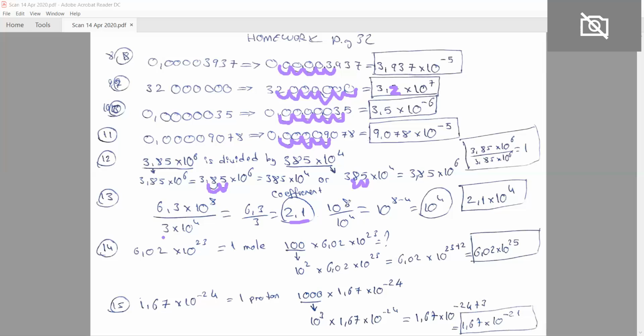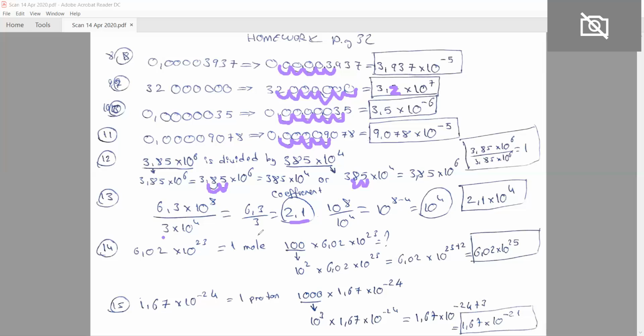Okay, so 10 to the power of 8 divided by 10 to the power of 4 is, guys, 10 to the power of 8 minus 4, right? This 4, guys, the power that is in the denominator must be subtracted from the power in the numerator. This is our rule, guys, for exponents when we are doing division. Okay, so then 10 to the power of 8 minus 4 is going to be 10 to the power of 4.